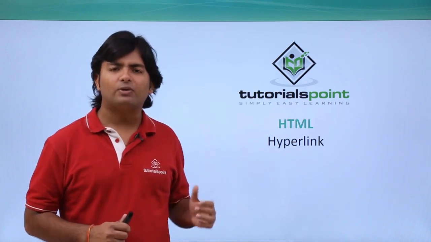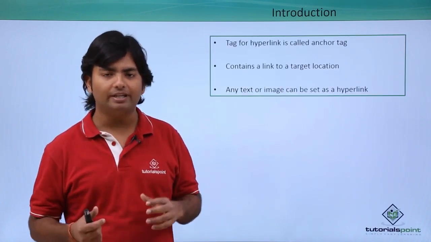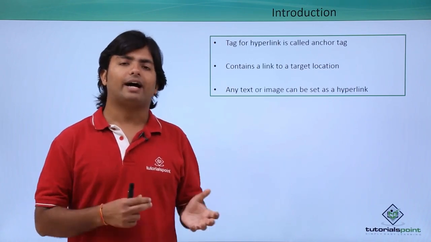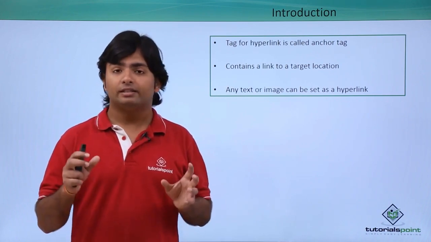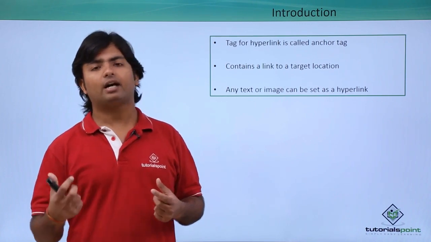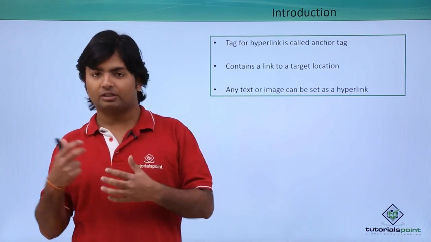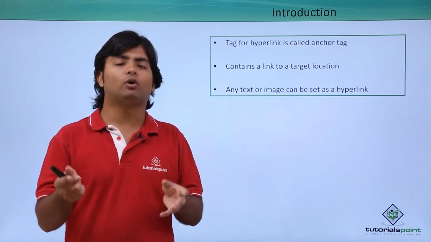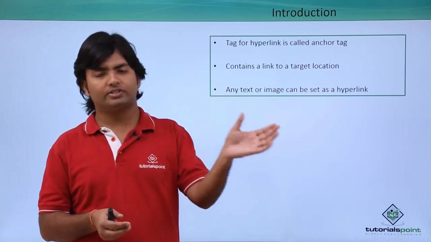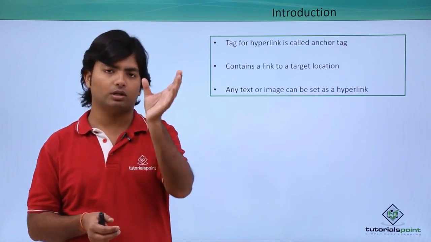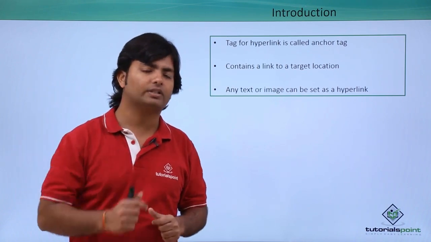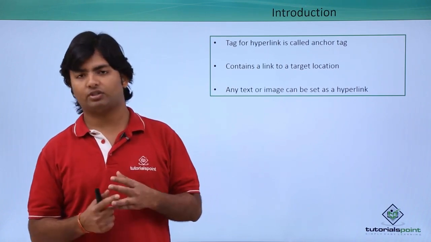So the tag which is associated with creating a hyperlink is called the anchor tag, and it is written as A. This hyperlink contains the location or the URL of the target location. That target location may be in some other web page or maybe in your own web page. Depending upon the location, you just pass the reference of that location in your anchor tag, and as soon as you click over that link, you will be at your destination.